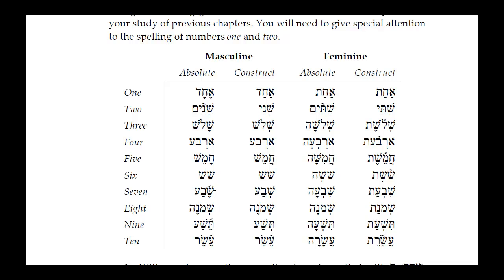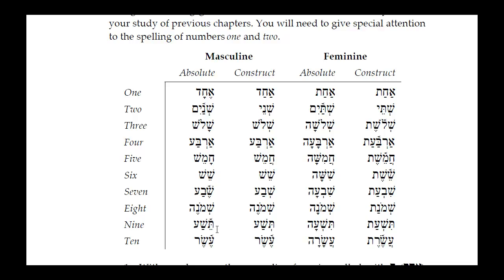For 7, Sheva, you have a Segol, but in the construct you have a Sheva. Then Shemoneh. We're pretty much familiar with Shemoneh due to the Shemoneh Esrei, the 18 benedictions or prayers we do in the Amidah. There's no difference here between the construct and the absolute, at least in the numerical. You would expect it to be a Tsere Hey, as we have learned in construct nouns, but it remains a Segol here.